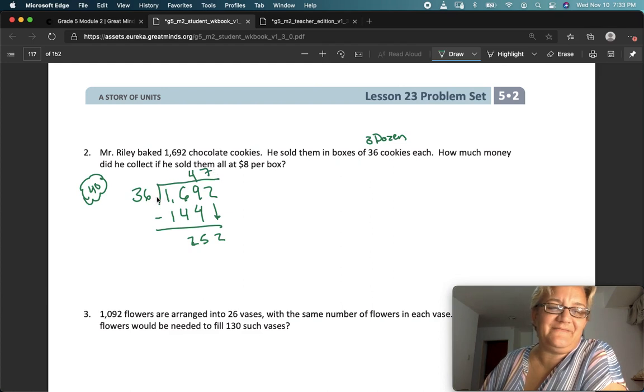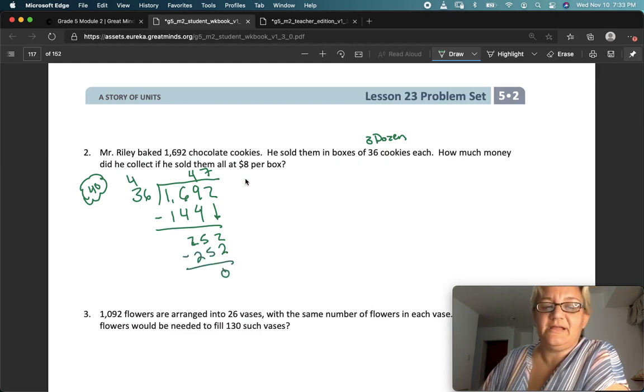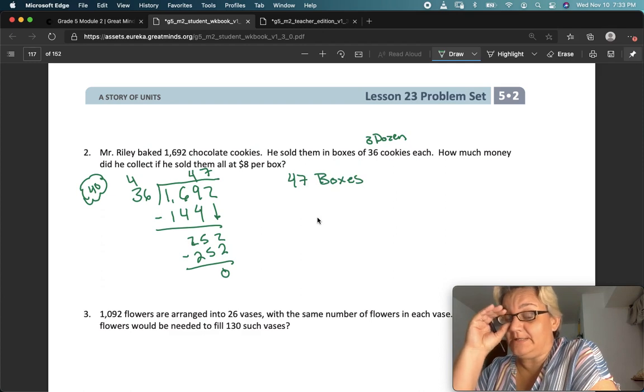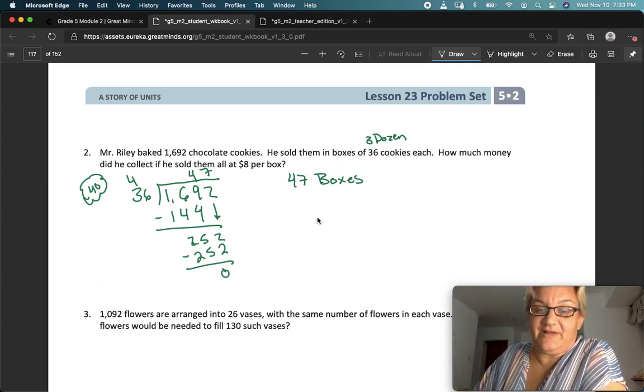So 7 times 6 is 42, carry the 4. 7 times 3 is 21, plus 4 is 25, with 0 left over. He must have sold 47 boxes. Now, if there was some left over, it's probably because they were broken. And you know, broken ones are fair game. I bet Mr. Riley ate them, right?